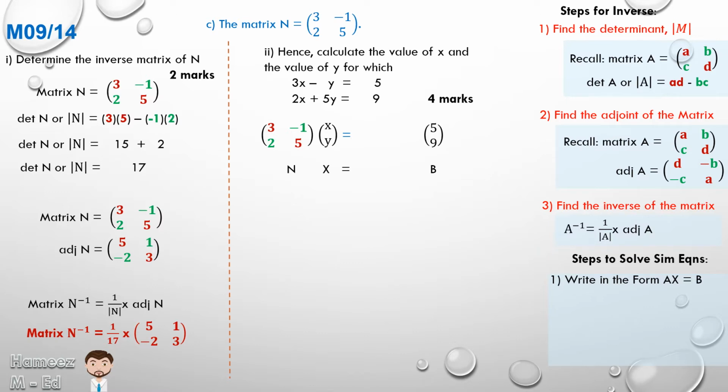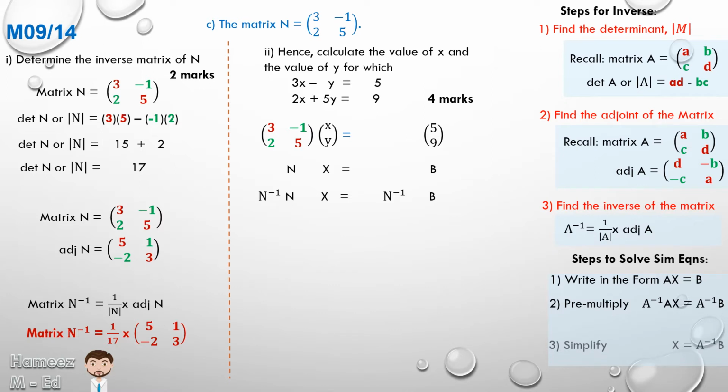Now, what does the second step tell us to do? Let us pre-multiply by A inverse on both sides. So we have A inverse A, X is equal to A inverse B. Let's see if we do the same thing here. So we have A inverse A, X, equals A inverse B.